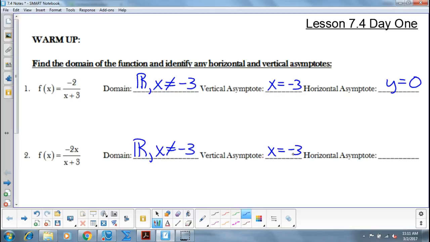1. Degree of the bottom? 1. Those are the same, right? So when those are the same, then we look at the coefficients. And so then it becomes y equals -2 over 1, or simply just y equals -2.